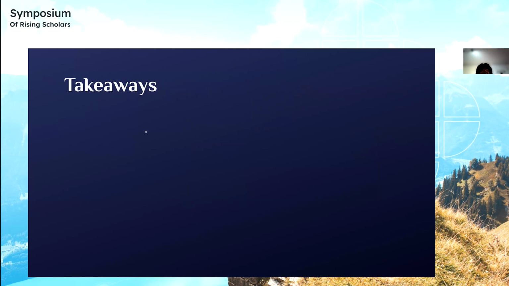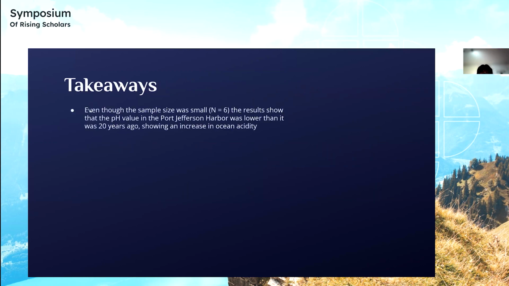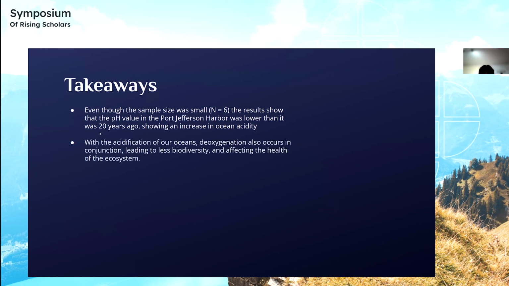So some takeaways from this is, even though the sample size is small, the results show that the pH value in the Port Jefferson Harbor was lower than it was 20 years ago, showing an increase in ocean acidity, which leads to deoxygenation, leading to less biodiversity, affecting the health of our ecosystem, leading to more dead zones.